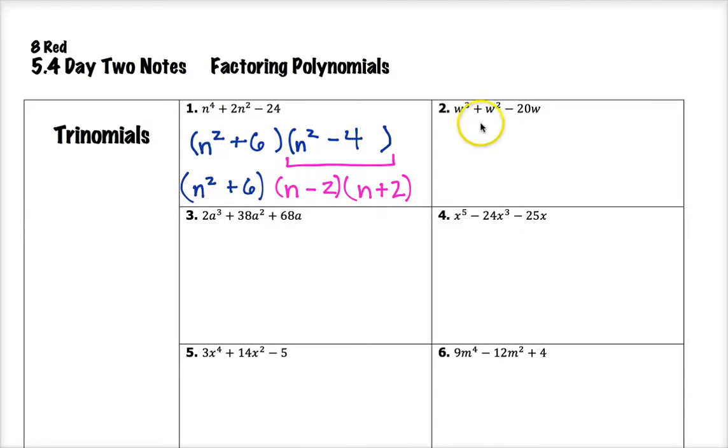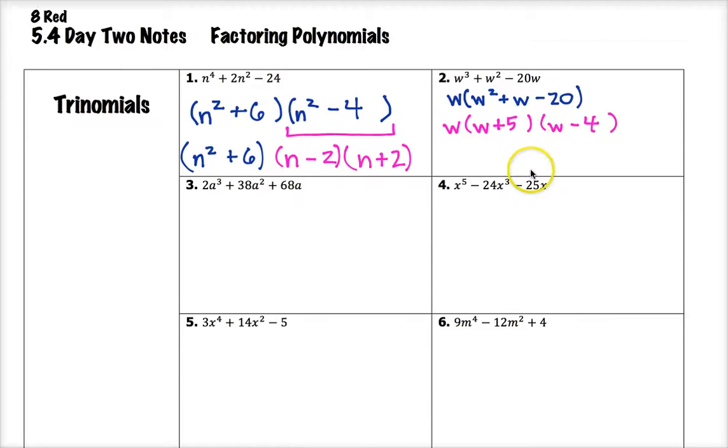Okay, number 2, I see a GCF of w that I can factor out of this trinomial, so I'll do that first. That leaves me with w squared plus w minus 20. w squared plus w minus 20 is what I consider a normal trinomial, meaning it's going to factor with a w as the first term here and here, and it would be a w plus 5 times a w minus 4. Bring down your GCF, and that's all we can do with number 2.